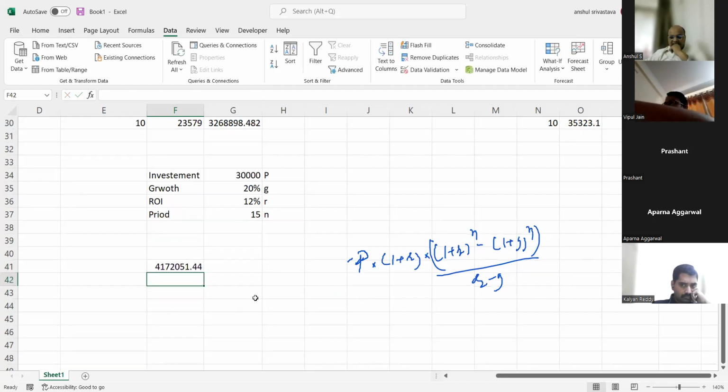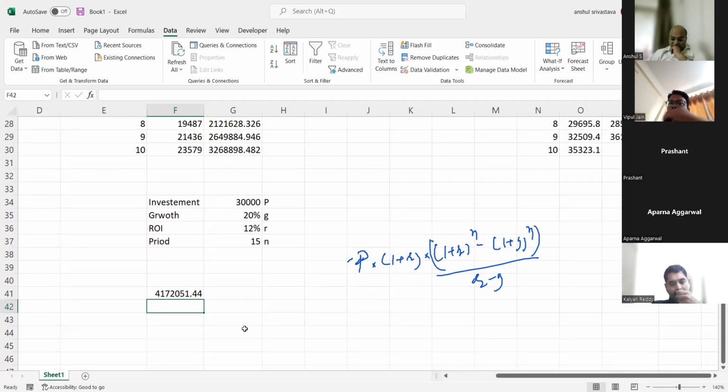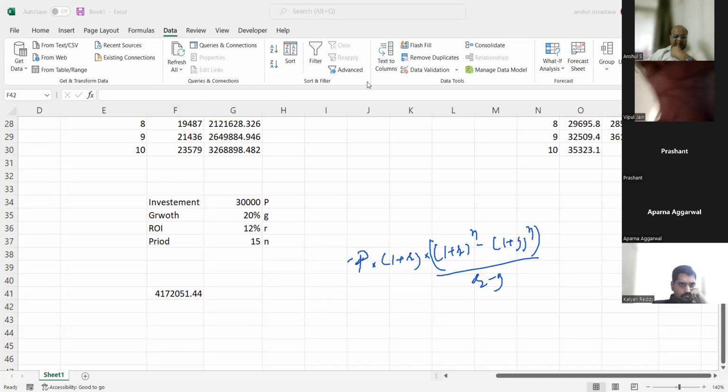Let's create a schedule and check. This is the formula. If you don't remember the formula, can we do that in Excel? Yes, sir. 417205, correct. Let's see how we can do it in Excel.